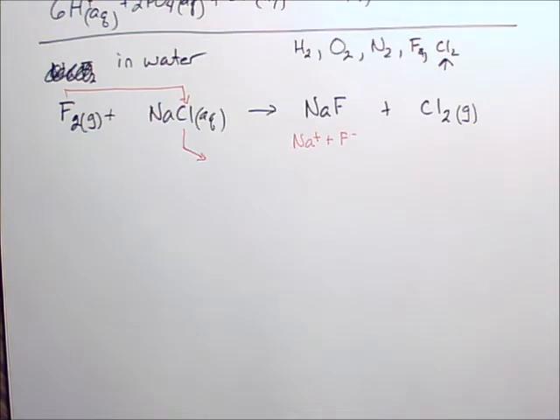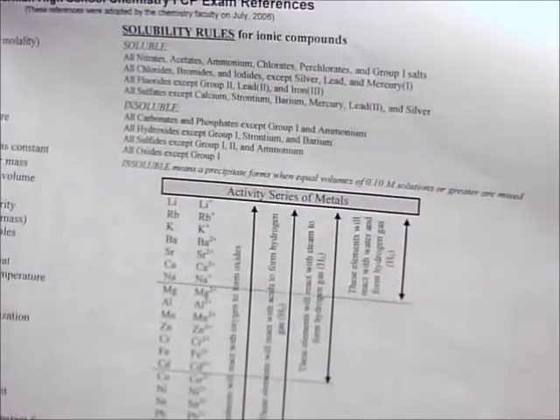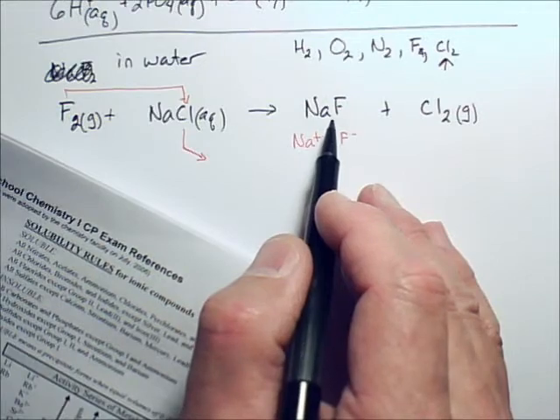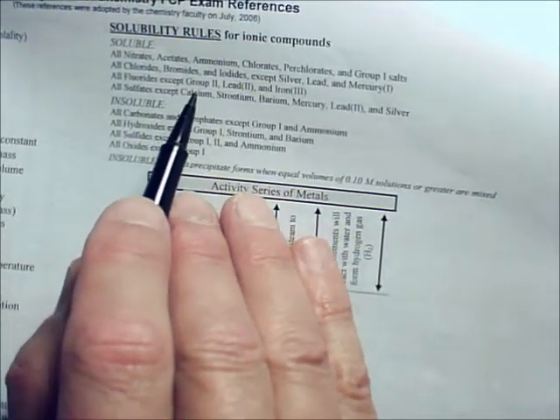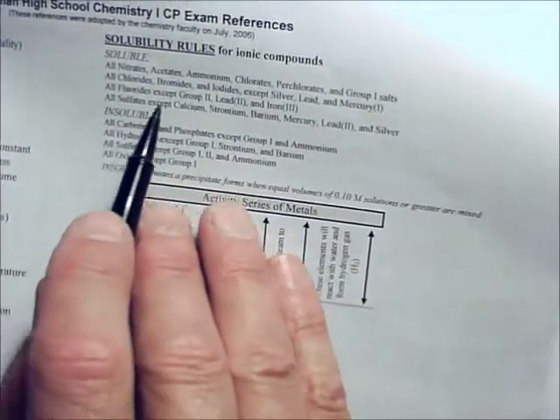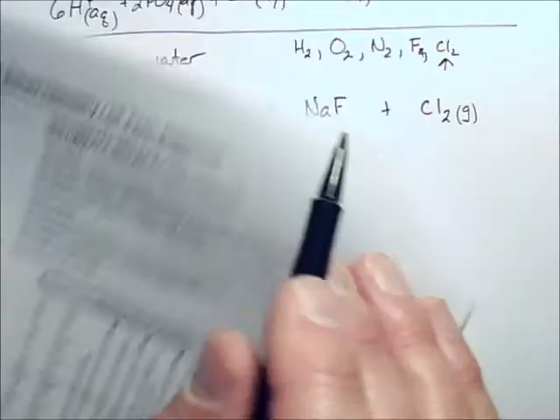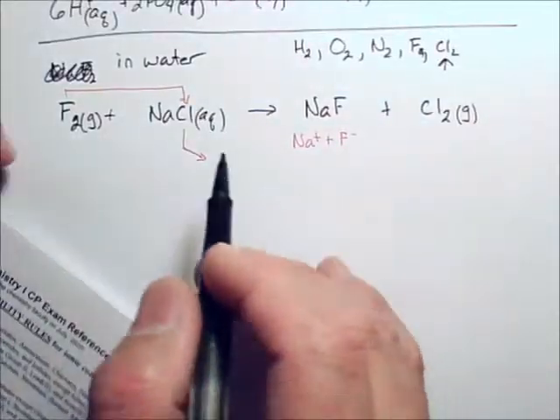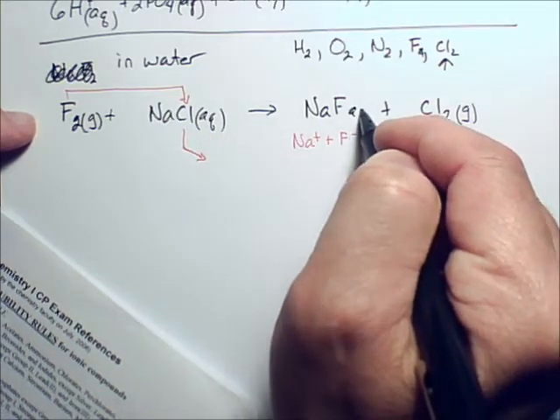We didn't know what physical state to assign for that. Where do we look for that? Solubility rules, right up here above the activity series. Okay. There's fluorides. That's what we're talking about, a fluoride. All fluorides except group 2. That's group 1. It's not group 2. All fluorides except group 2, lead 2, not lead. Iron 3, not iron 3. So this must be soluble, and if there's water around, it will be aqueous. Okay?